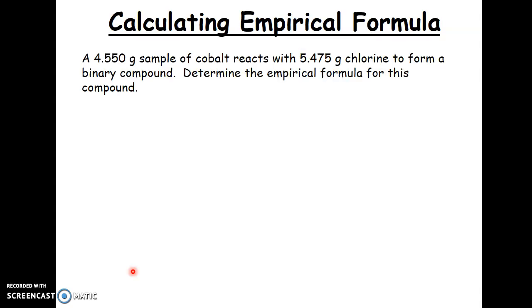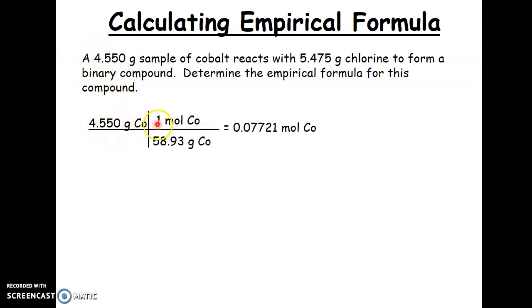Now calculating the empirical formula. The teacher gives this problem and then solves it with the students. Now you are given a 4.550 grams sample of cobalt, which reacts with 5.475 grams of chlorine to form a binary compound. Determine the empirical formula for this compound. Now what you are given, the first problem here is to look at the percentage.